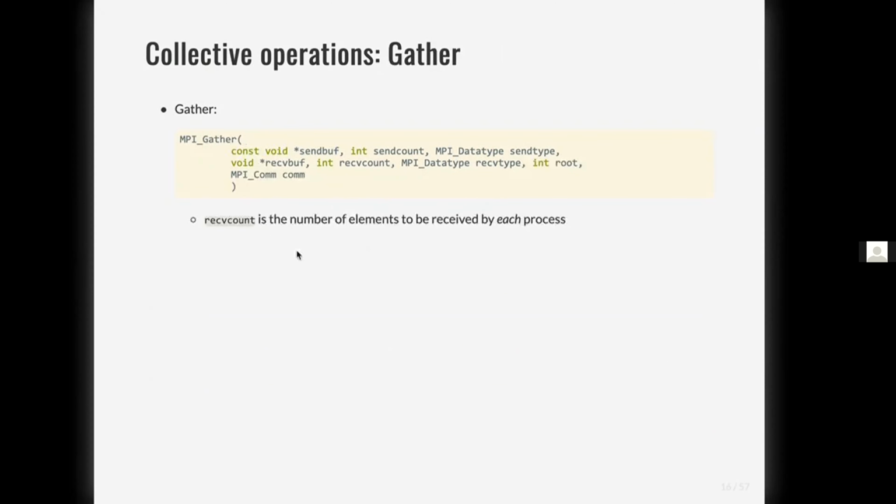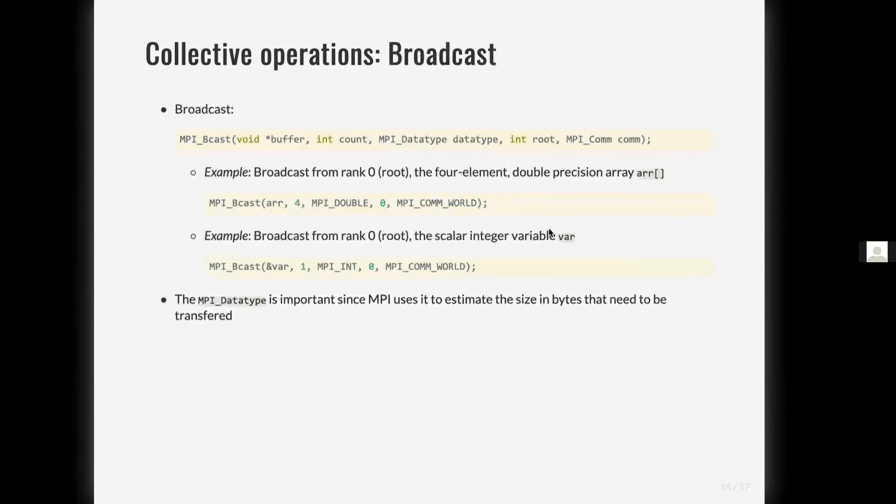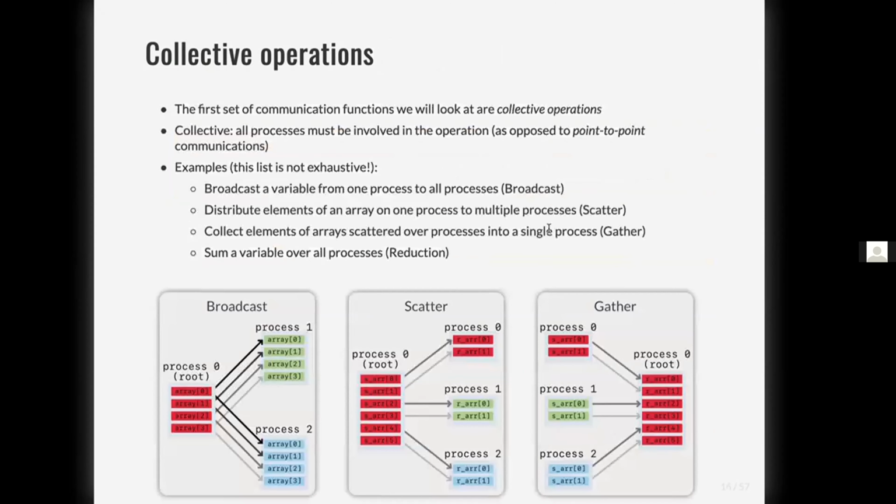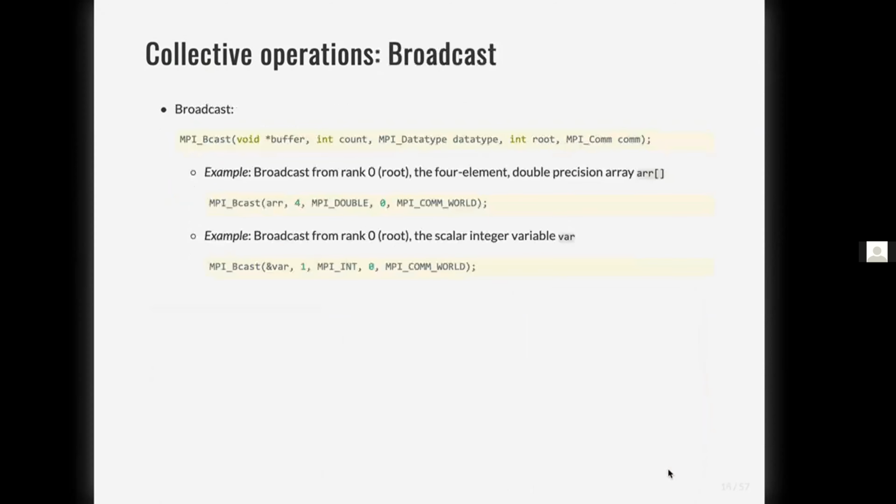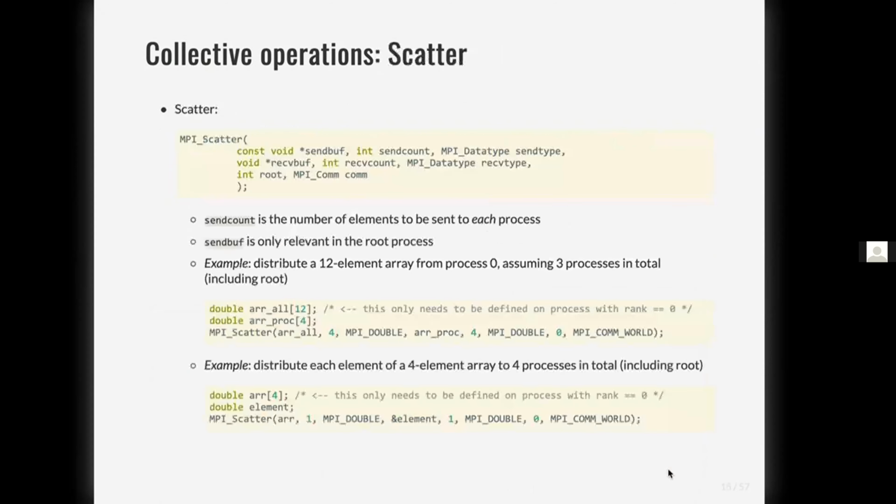So again, in this case, receive count is the number of elements to be received by each process. Okay. So if I go back to this picture again here, receive count would be 2, not 6. Gather.